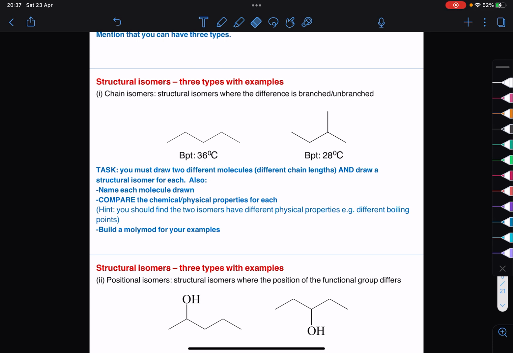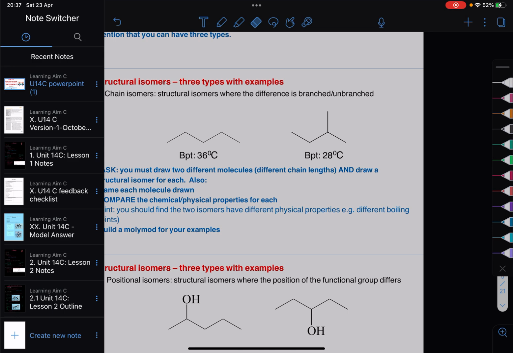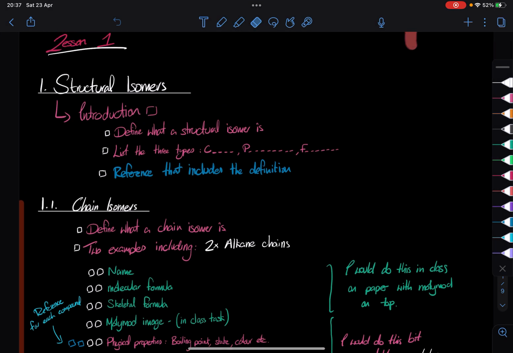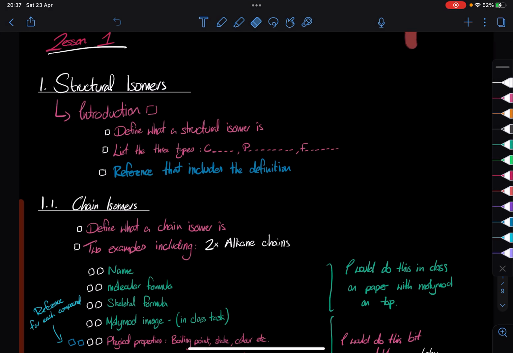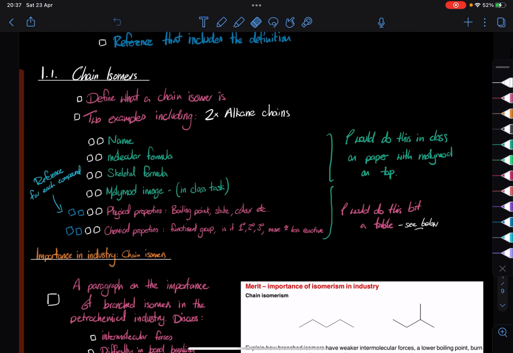And again, when we go back to our summary notes, I'll show you that. So we go here. We've got structural isomers, introduction, what is a structural isomer, list 3 types, give me a reference. Chain isomers is our next section. That's the section I'm on now. We're going to define what a chain isomer is, and then list 2 examples of 2 different alkane chains. And I've given you one as an example that you can all use.